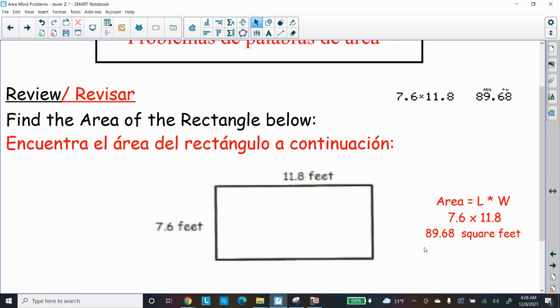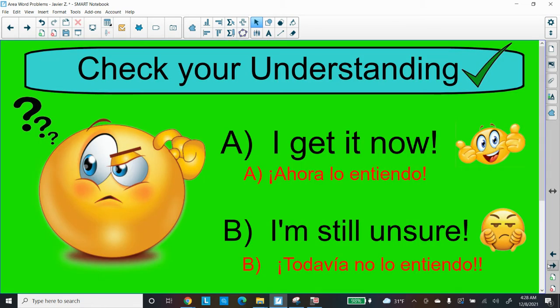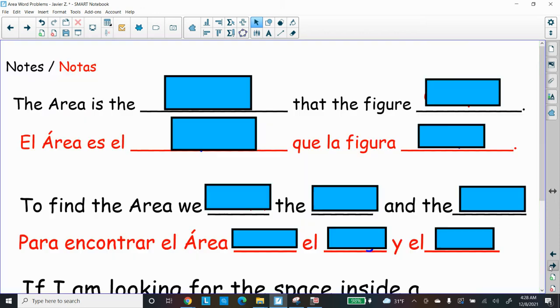Okay, so that's a little review of area, how you did it a long time ago in 5th or 6th grade. So let's keep going. Hopefully you understood what we did, because we're going to bring it up a little bit more challenging for grade 7. If you didn't understand what we did, please watch the video again and take a look at what we did. Write down your questions and bring them in.